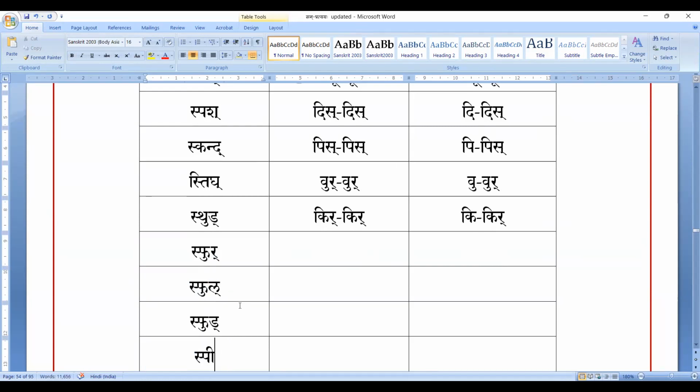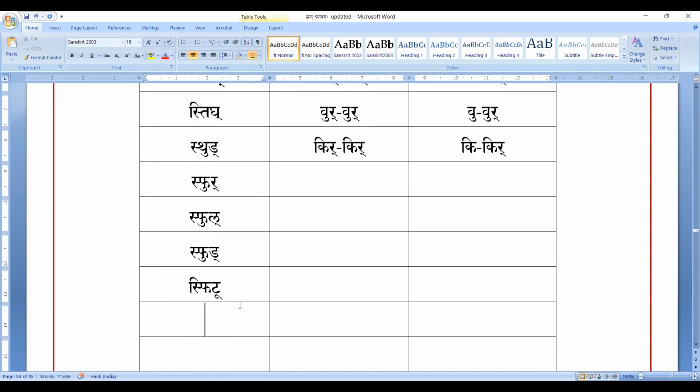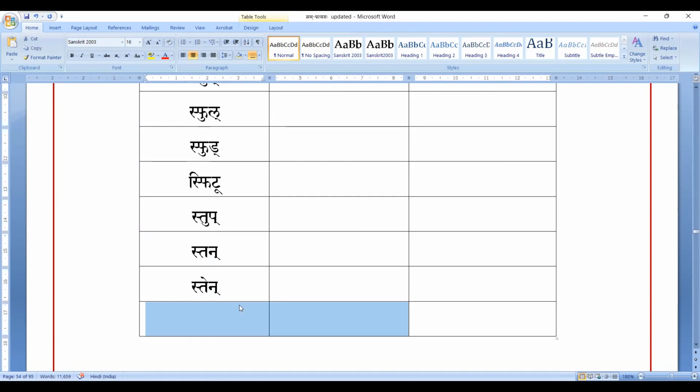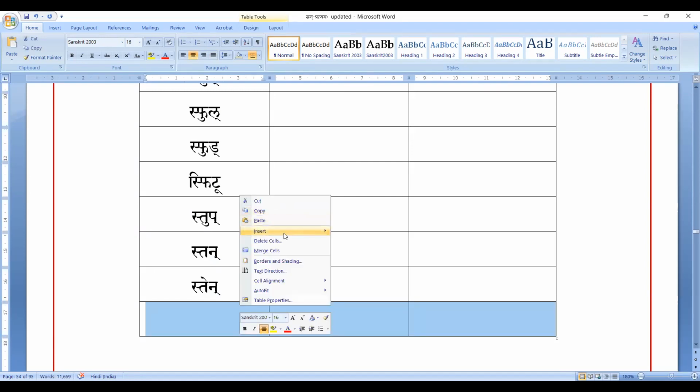You have spitu. The dhatu is spitu. Pispitu. Then stup, Ustub. Then stun, Tastan. Stain, Tastain. Stain, sustain, right?